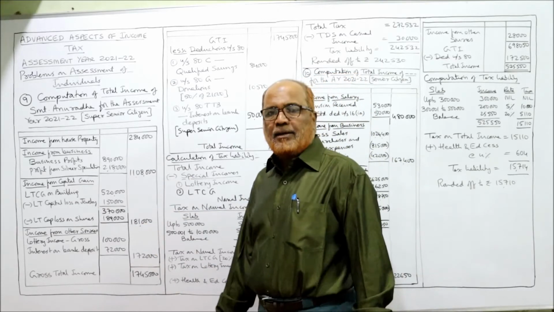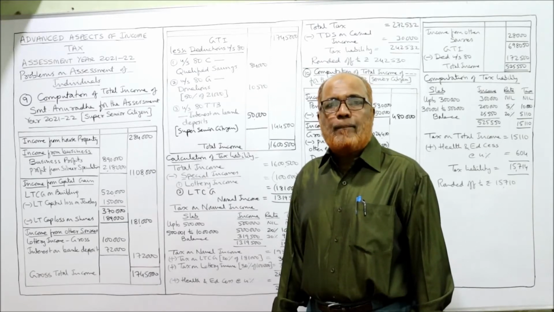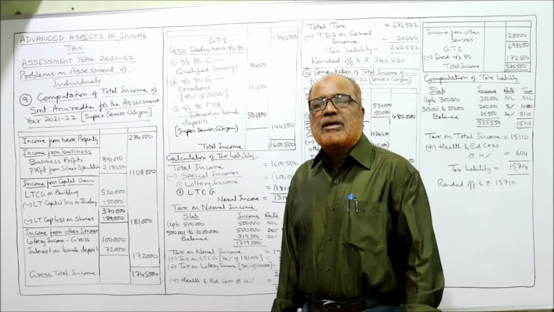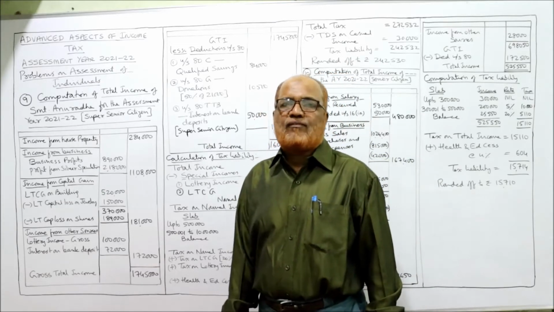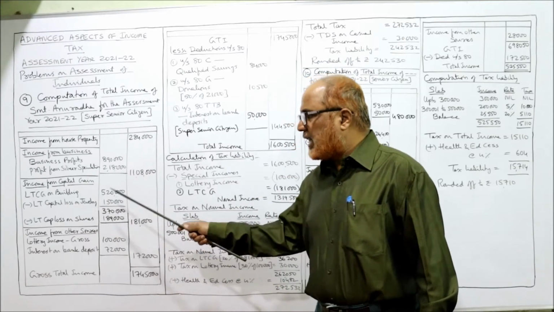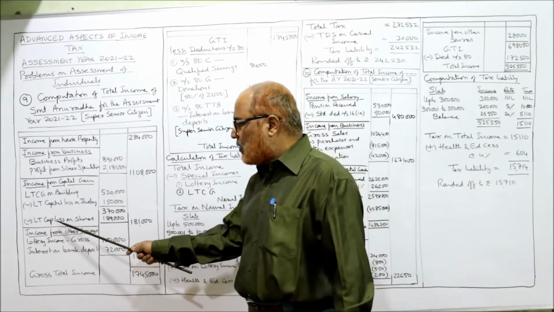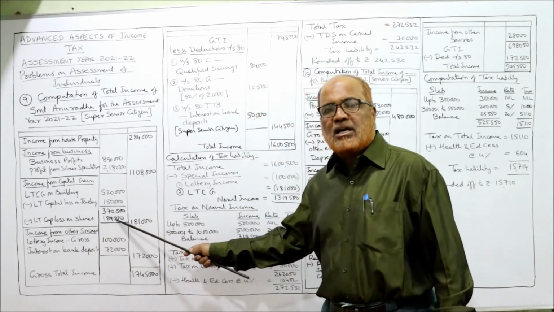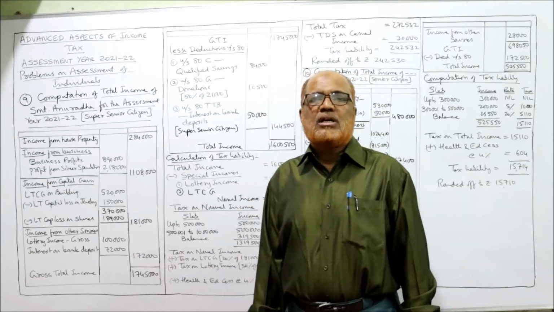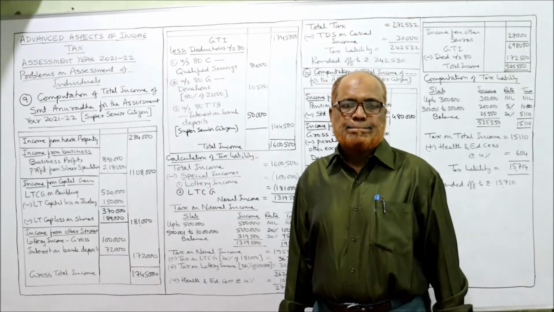Now income from capital gain. Long-term capital gain on sale of building is 5,20,000, as given. From this long-term capital gain, we can set off the long-term capital loss. Long-term capital loss on jewelry, 1,50,000, deduct. Similarly, long-term capital loss on shares, 1,89,000, deduct. So ultimately, 1,81,000 is the long-term capital gain, LTCG.